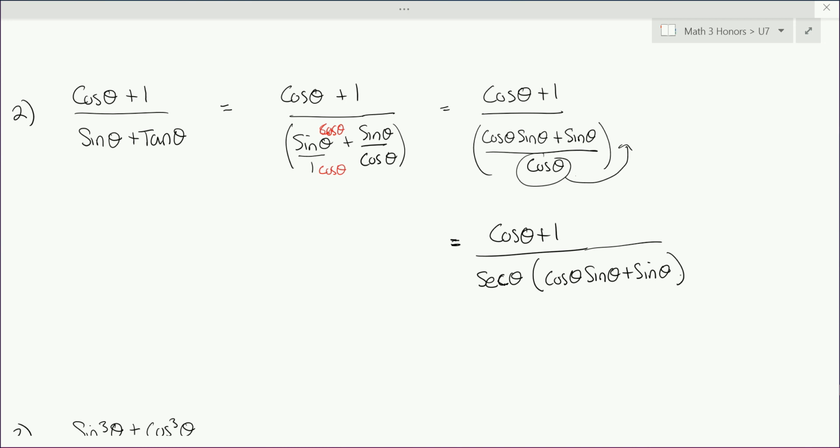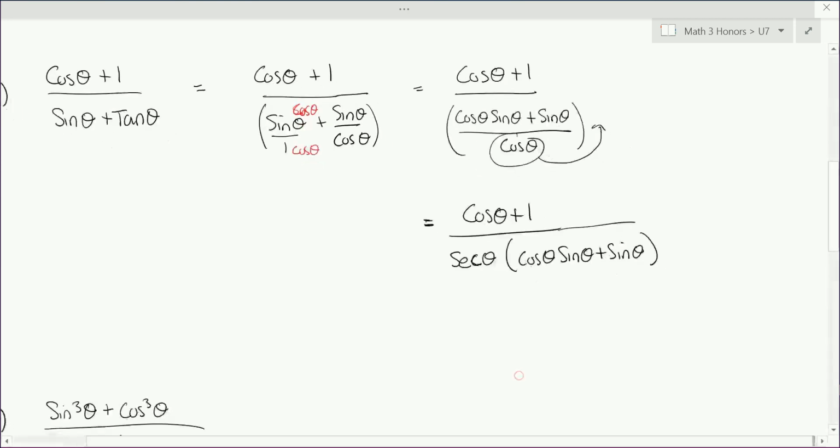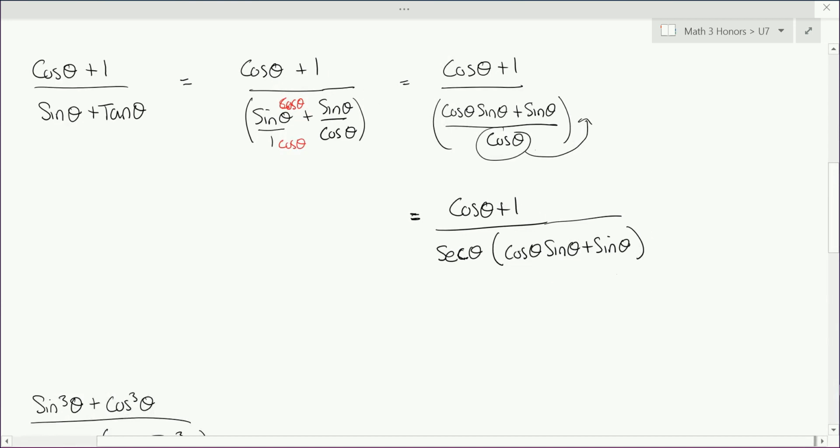Yeah, so you can also move this secant to the top, it becomes cosine. Just getting used to this. Once you get used to it and learn the rules of the game, it'll work out okay. But it can get a little complicated at first.